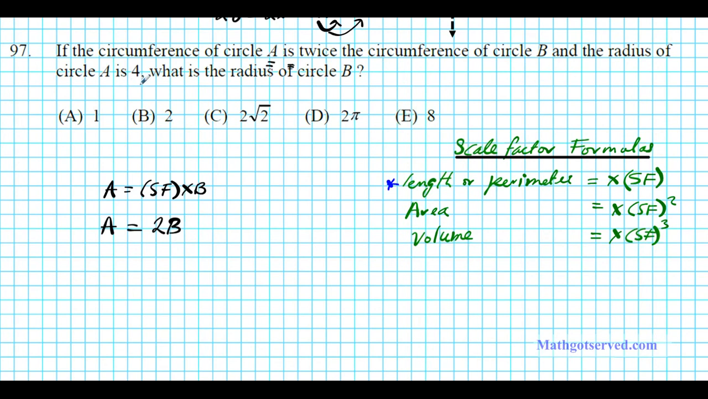So the question is, if the radius of A is 4, what is the radius of circle B? With this relationship, we can solve the problem. The radius of A is 4, so we're going to replace the side length of A with 4. Now we have to find out what B is. So 4 is equal to 2B. To get B isolated, we divide both sides by 2. B is equal to 4 over 2, which is 2. The answer is option letter B.